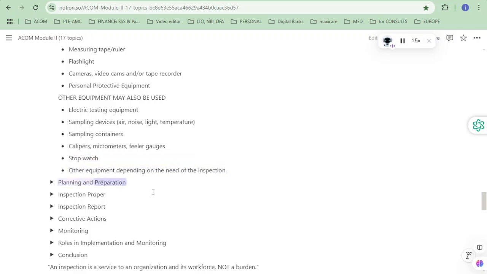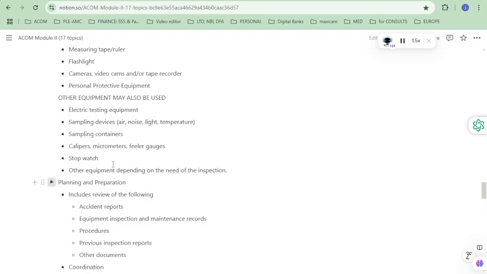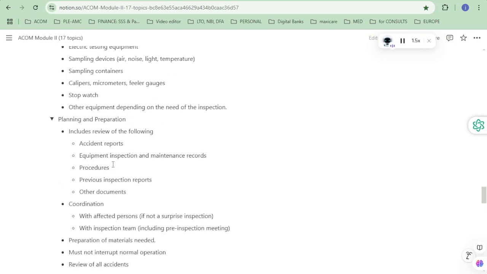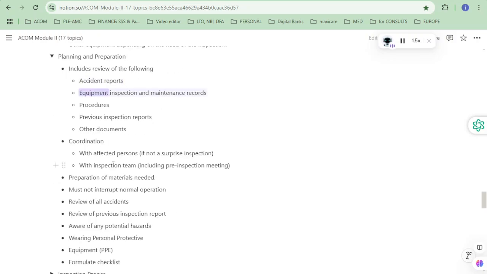Planning and preparation includes review of the following: accident reports, equipment inspection and maintenance records, procedures, previous inspection reports, and other documents. Coordination with affected persons, if not a surprise inspection, and with the inspection team, including a pre-inspection meeting. Preparation of materials needed. It must not interrupt normal operation.